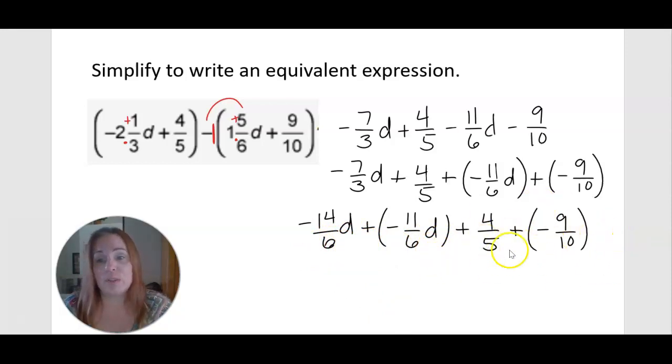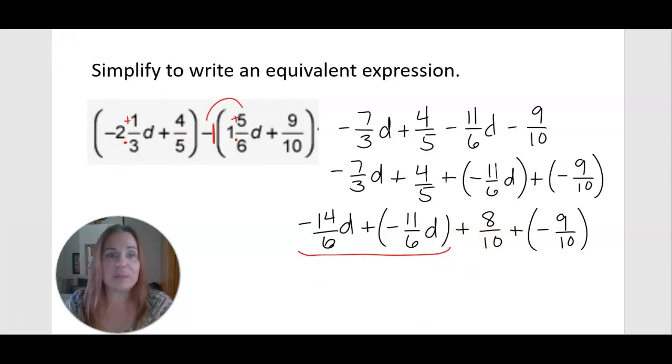I'm going to come over here with the 4/5 and negative 9/10 and do the same thing. My least common denominator here would be 10, which means I've got to double this and double this. So that's going to give me 8/10. So let me rewrite that one. All right, so 8/10 there. And now I can add. So over here, remember, we're just looking at the top number, right? We're keeping the denominator the same.